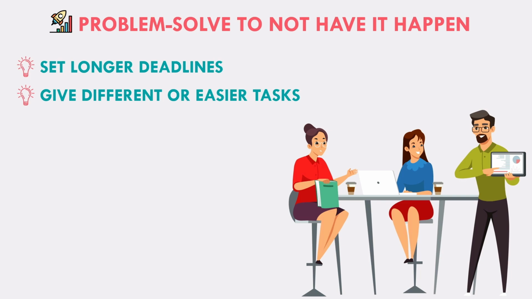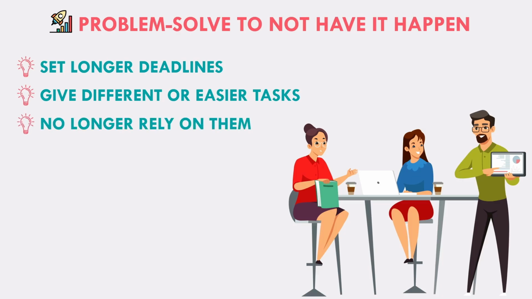The other way to solve this is maybe the task isn't ideal for them. Maybe they're just not good at whatever this task is, low confidence, low skill level. Maybe they're better at something else. So give them other tasks or easier tasks. If you cannot do any of these things, it's possible that you can come to the conclusion that you can no longer rely on them.